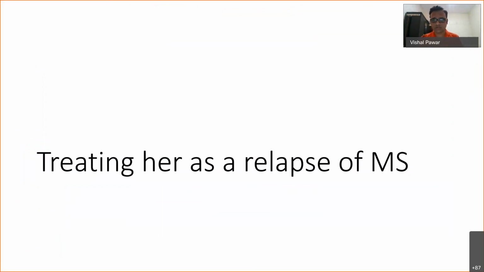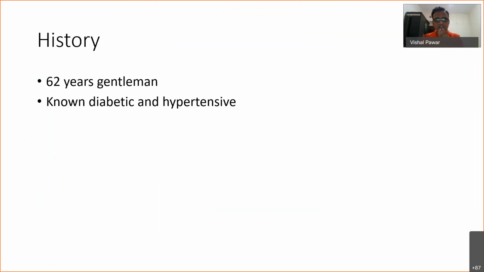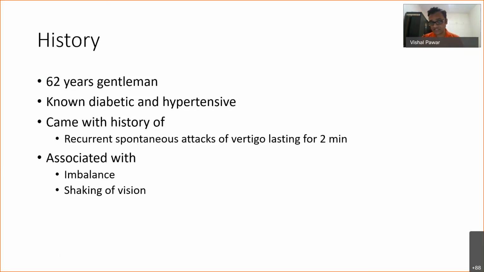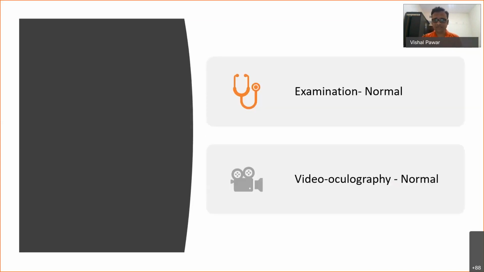Now coming to case 3. History is of a 62-year-old gentleman, a known diabetic and hypertensive. He came with a history of recurrent spontaneous attacks of vertigo lasting 2 minutes, associated with imbalance and shaking of vision. He was feeling oscillopsia during the episode, and he was feeling ataxic, like imbalance, during that time. He had one such episode 2 months ago, and when he presented to me, he had one episode daily for 3 days.